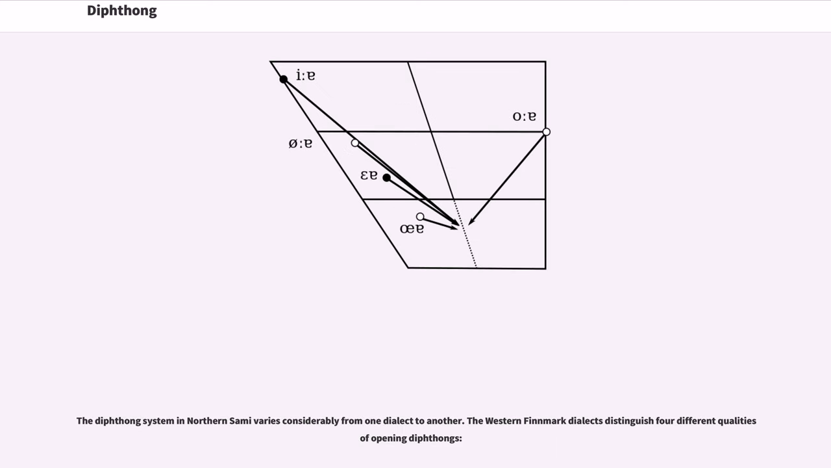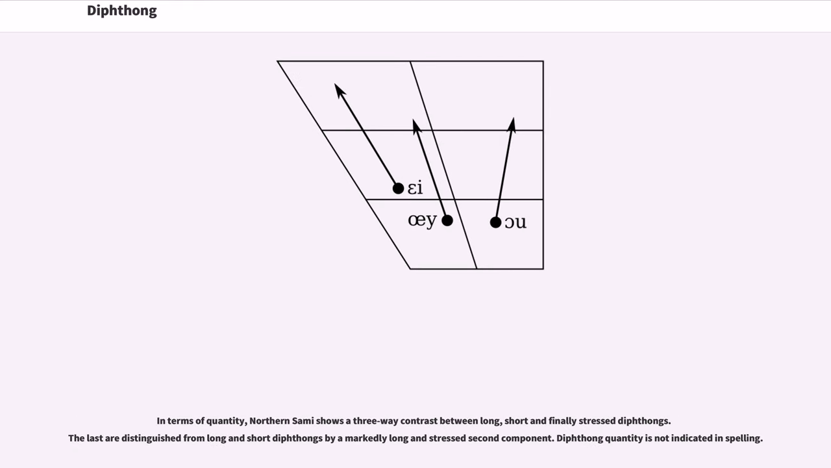The diphthong system in Northern Sami varies considerably from one dialect to another. The Western Finnmark dialects distinguish 4 different qualities of opening diphthongs. In terms of quantity, Northern Sami shows a 3-way contrast between long, short and finally stressed diphthongs. The last are distinguished from long and short diphthongs by a markedly long and stressed second component. Diphthong quantity is not indicated in spelling.